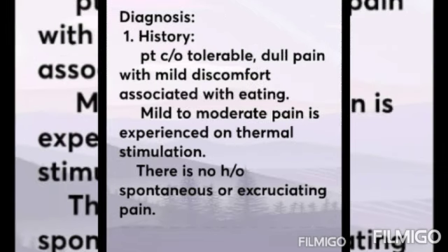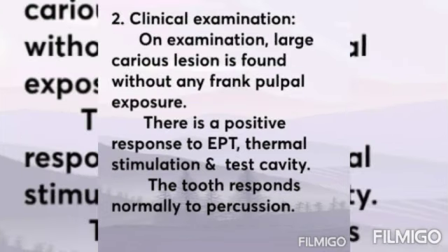Next, moving on to diagnosis. First, we have to take the history of the patient. The patient complains of tolerable dull pain with mild discomfort associated with eating. Mild to moderate pain is experienced on thermal stimulation. There is no history of spontaneous or excruciating pain. So, the patient complains of tolerable and dull pain with mild discomfort associated with eating. No spontaneous pain. Next, moving on to clinical examination.